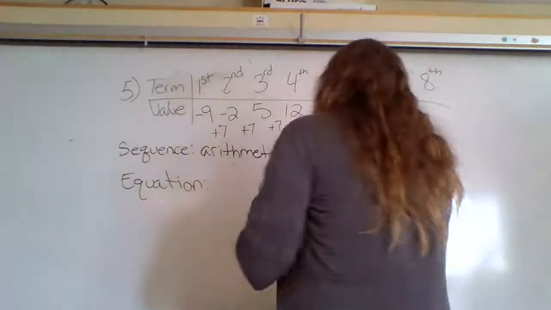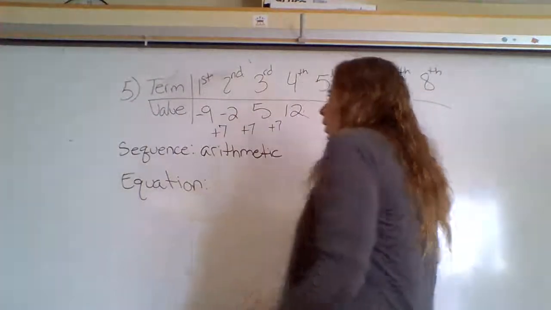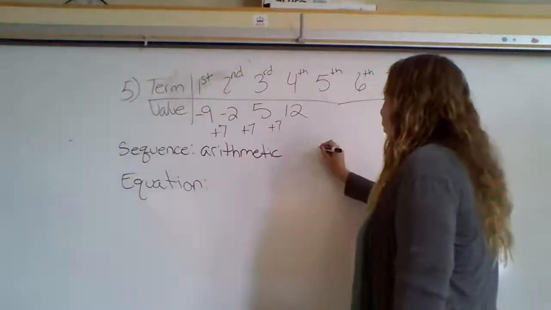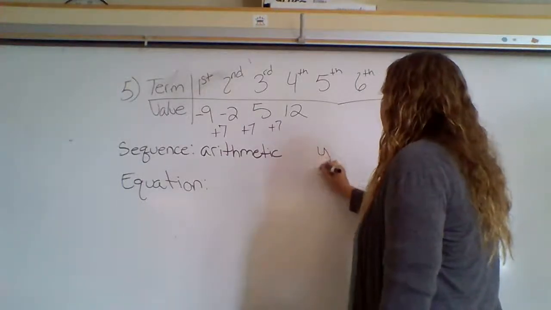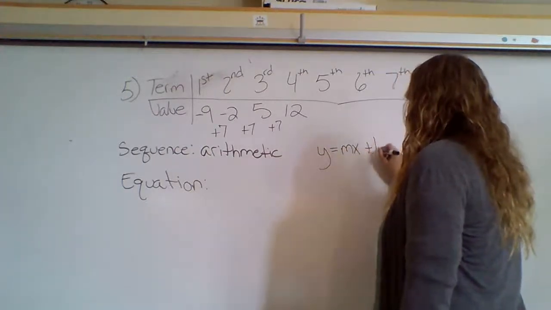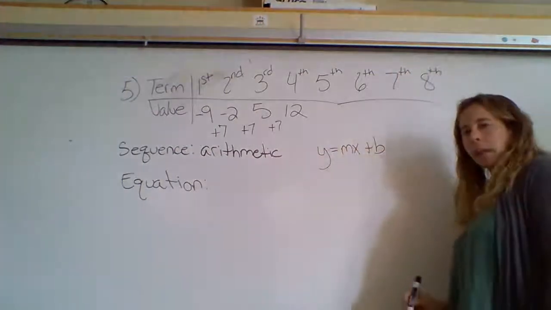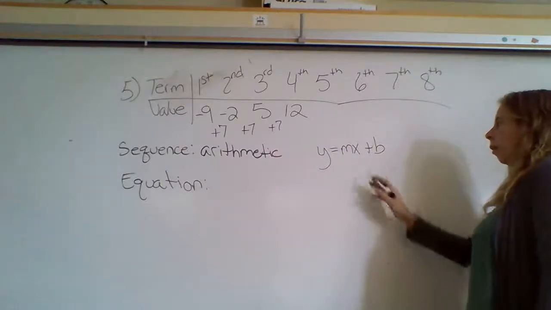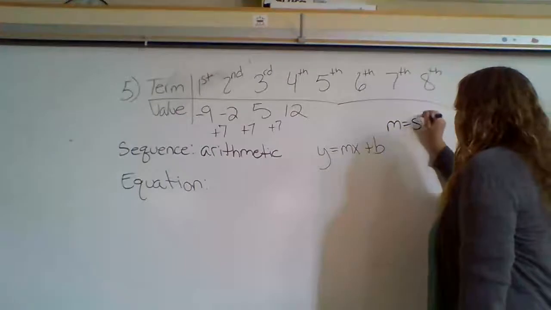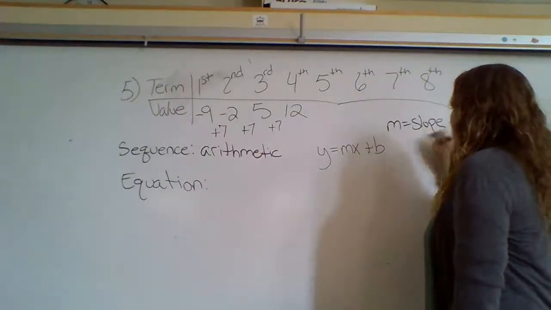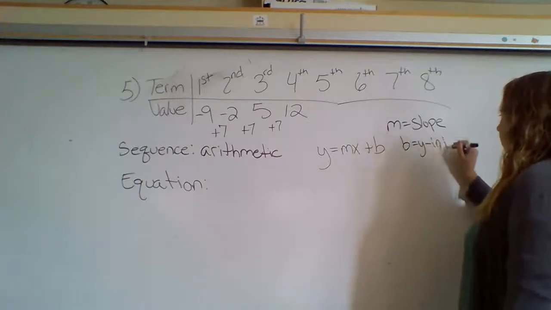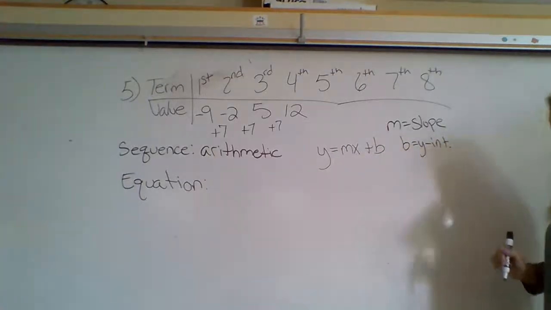So when you go to write the equation, you could either write it in point slope, or the most common linear equation is going to be this: y equals mx plus b, right? Where m is your slope, and b is your y-intercept. Okay?